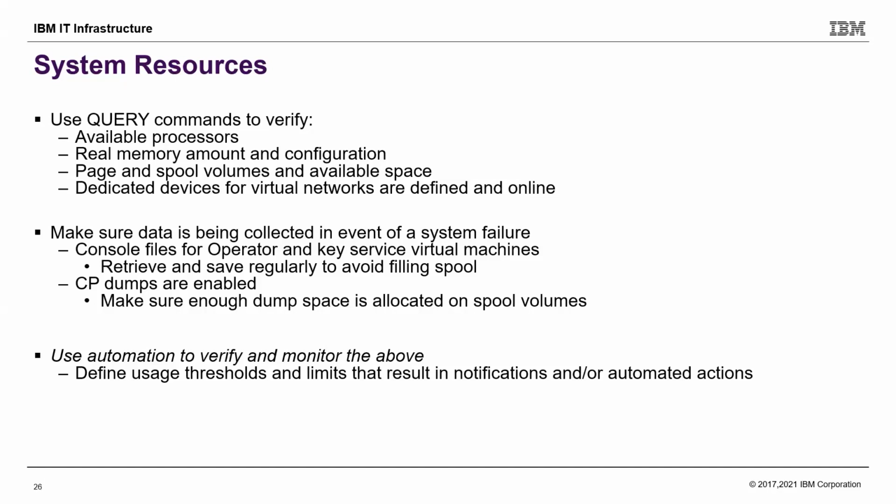So if my paging space gets to 90% or some limit, I can do something like notify the system programmer or notify the operator, and in some cases, you can automate actions to take when that occurs. That's where automation can help you, because it can be monitoring things in the background and you don't have to continuously be checking things.